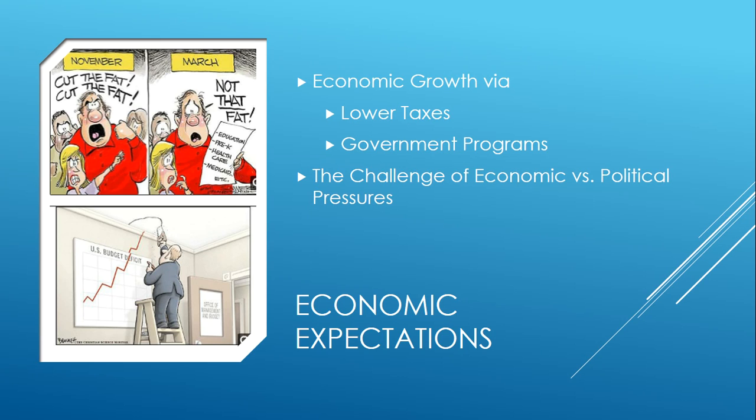And generally speaking, there are two main routes that the government can try to go to promote economic growth. The first is going to be to lower taxes. The second is going to be to create government programs that give people jobs or help strengthen the economy through building infrastructure or things of that nature. And those are the two main routes that politicians are typically going to look at as levers and mechanisms for promoting economic growth.